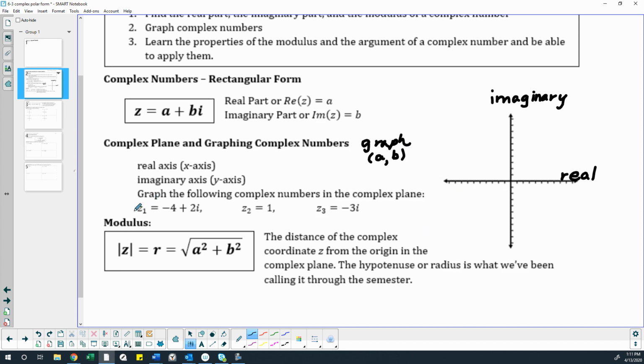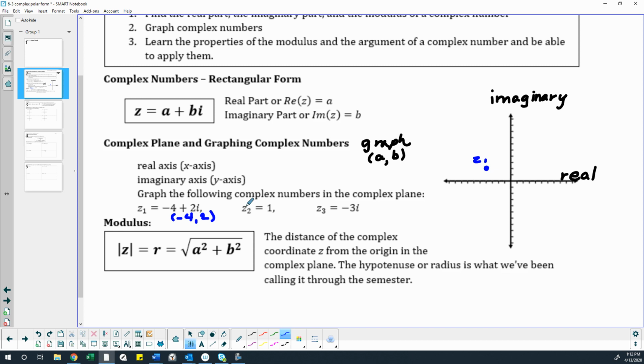So let's go ahead and experiment with a few of these. z sub 1 is what I've named it, and it is going to be the complex number -4 + 2i. So the real part is -4, so I'm going to go left 4, 1, 2, 3, 4, and then the imaginary part is 2i, so we're going to go up 2. So left 4, up 2 puts our point at about right here. So that is z1, the complex number -4 + 2i, and we've graphed that at the point (-4, 2). Does that make sense?